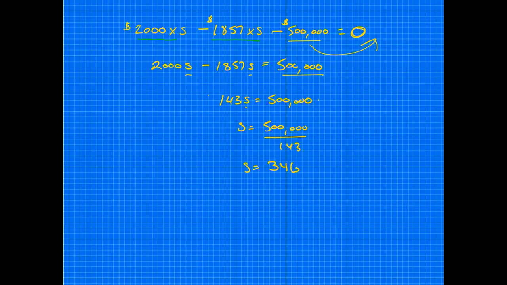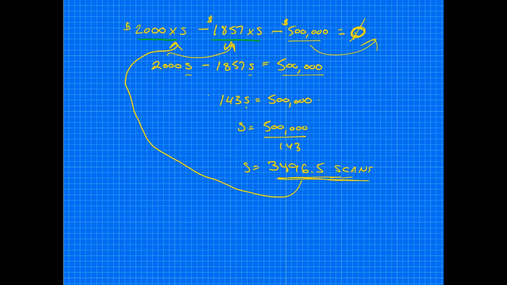3,496.5 scans. There we go. So we found the number of scans that it would take to equal 0. In other words, to equal break even. You can check your math on this. So you can take those number of scans and you can go right back up in here and plug it in.